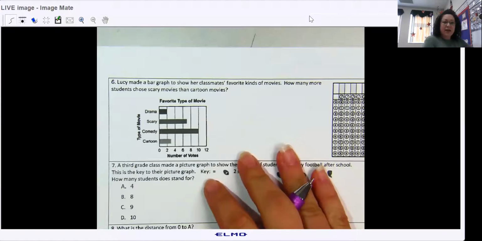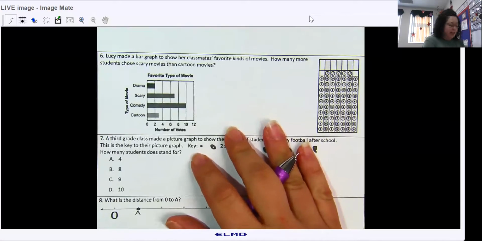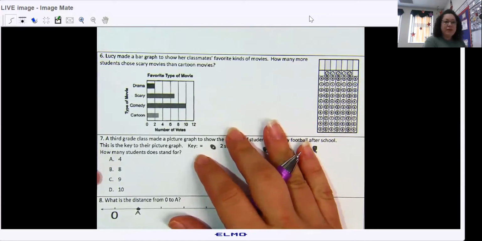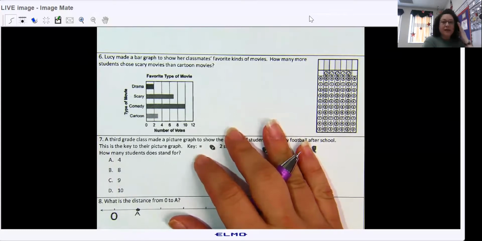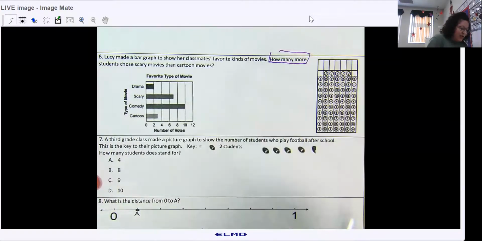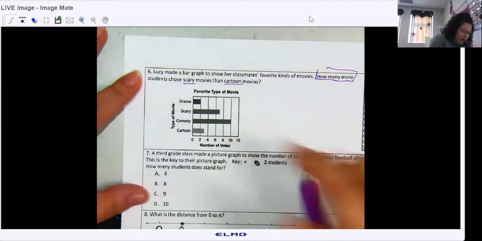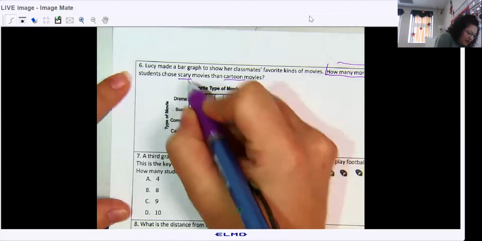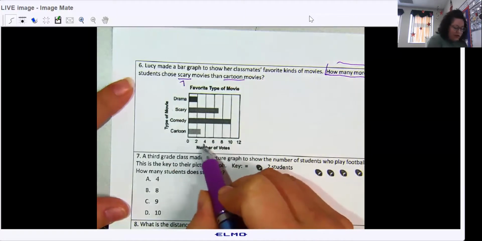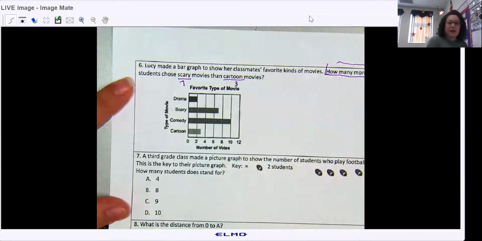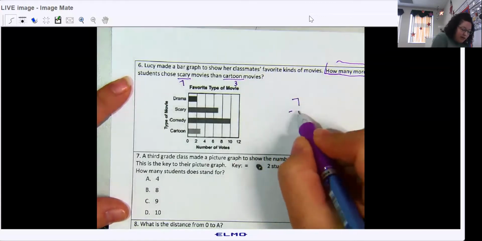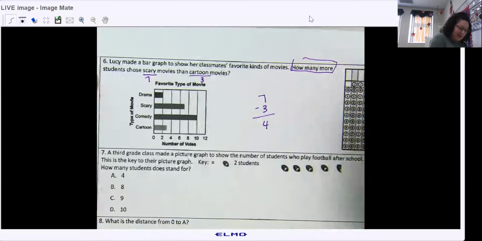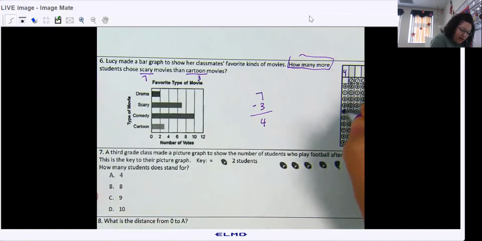Lucy, now again, you can always solve these and then watch the video to check back if you'd rather do it that way. Lucy made a bar graph to show her classmates' favorite kind of movies. How many more students chose scary movies than cartoon movies? Scary movies, it's in between 6 and 8, so that would be 7, right? Cartoon is between 2 and 4, so that would be 3. And how many more tells us we subtract? And we color in bubble 4.